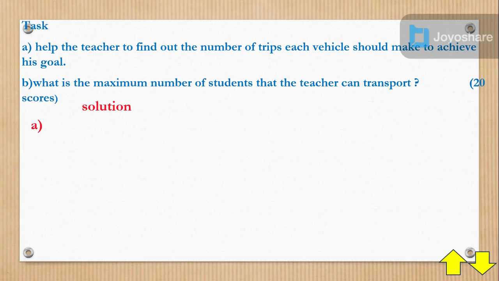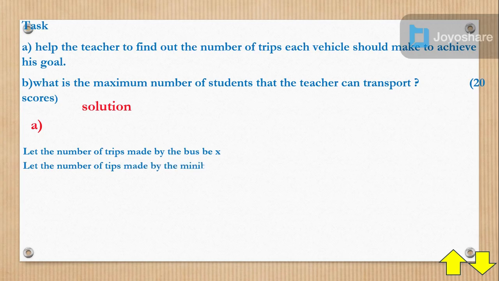So first of all, in this kind of questions of linear programming, what you must begin with is letting. So we shall say, let the number of trips made by the bus be X, and then also let the number of trips made by the minibus be Y. Please, the letting part here, you can let anything. You can choose to let the number of trips made by the bus be Y interchangeably, like that. It's also very, very acceptable.